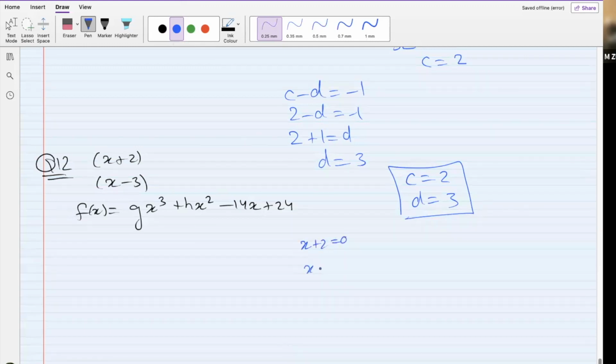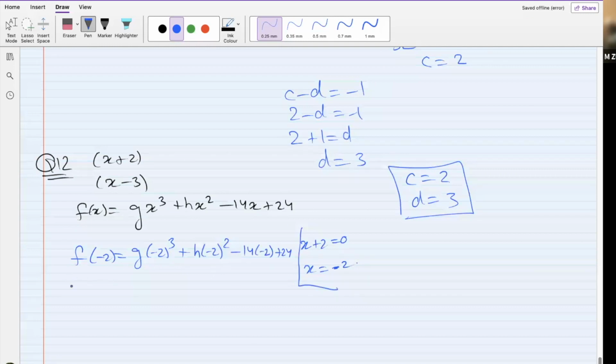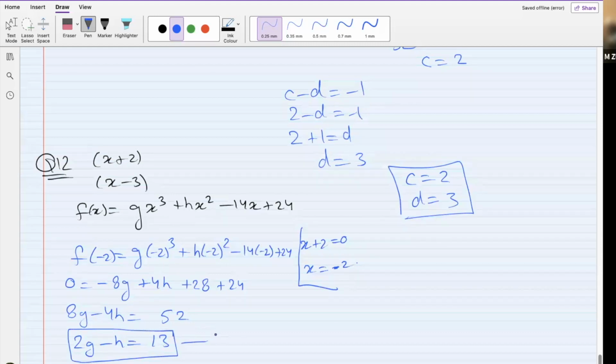X plus 2 is equal to 0. X is equal to minus 2. F of minus 2, g times minus 2 cube plus h times minus 2 squared minus 14 times minus 2 plus 24. 0 is equal to negative 8G plus 4H plus 28 plus 24. And we can divide all these by 4. So 2G minus H is equal to 13. This is equation 1.